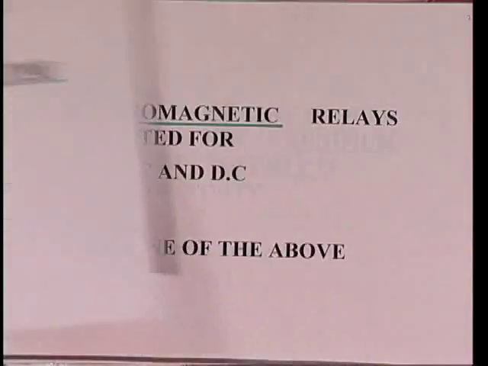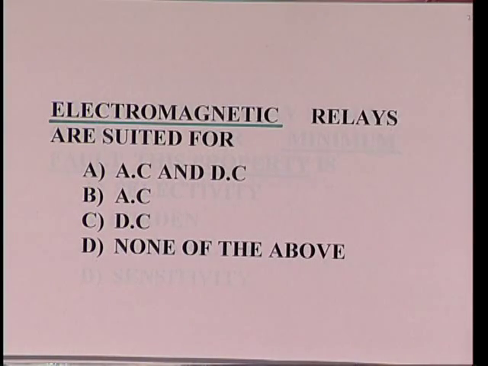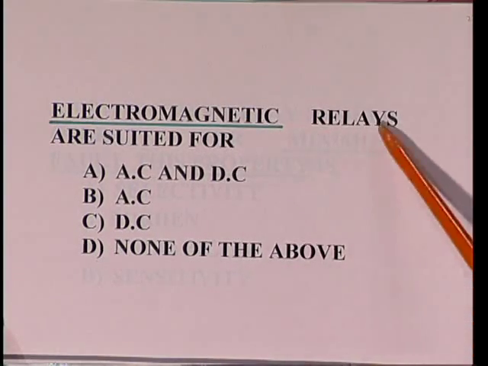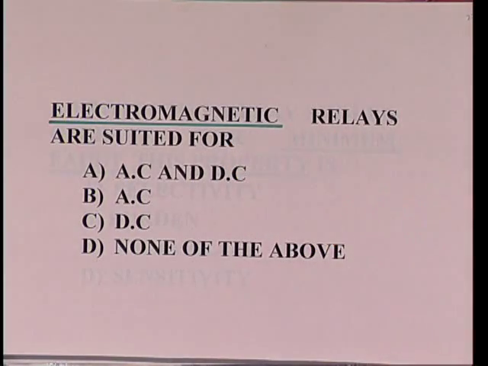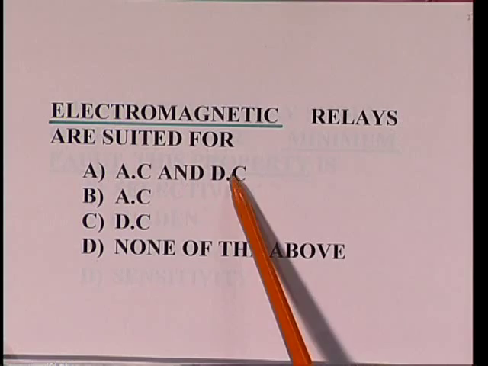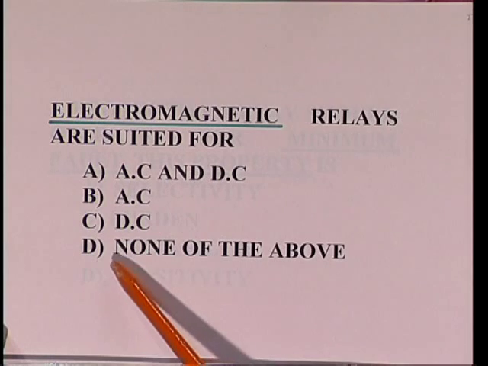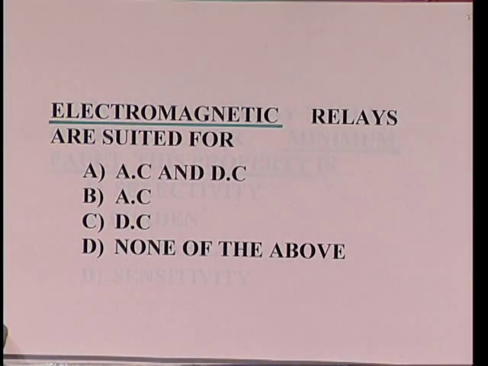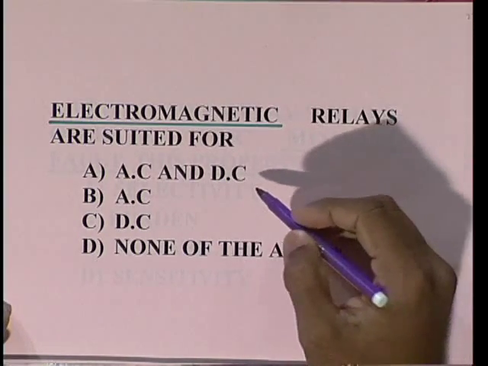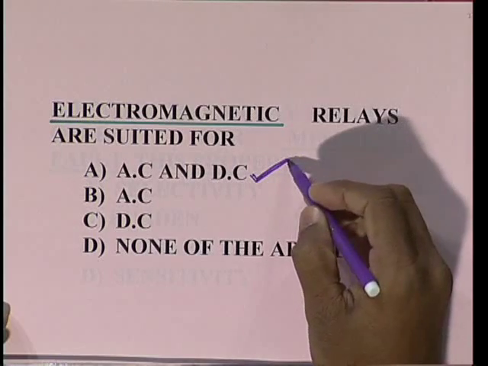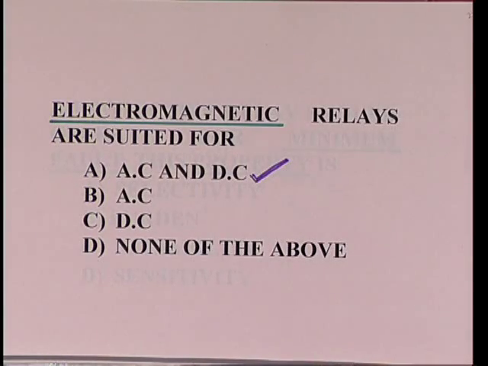And next objective question is, electromagnetic relays are suited for A. AC and DC, B. AC, C. DC, D. None of the above. So these electromagnetic relays can be used for AC and DC, but electromagnetic induction type relays are only used for AC quantities. That is the difference between the electromagnetic and electromagnetic induction relays.